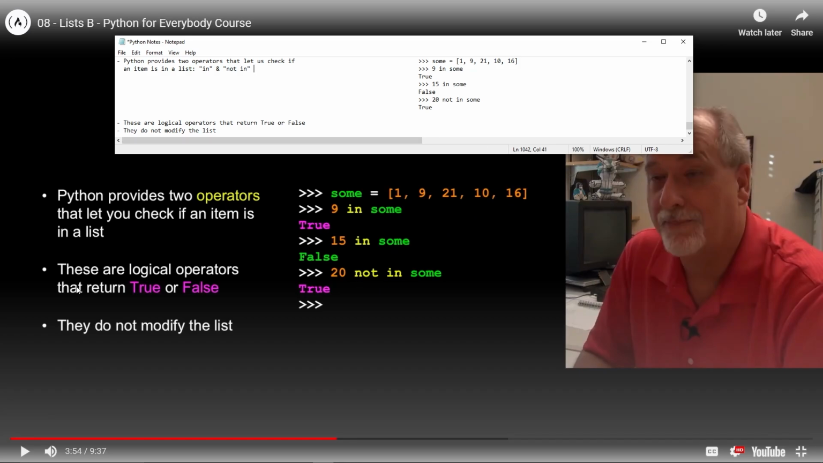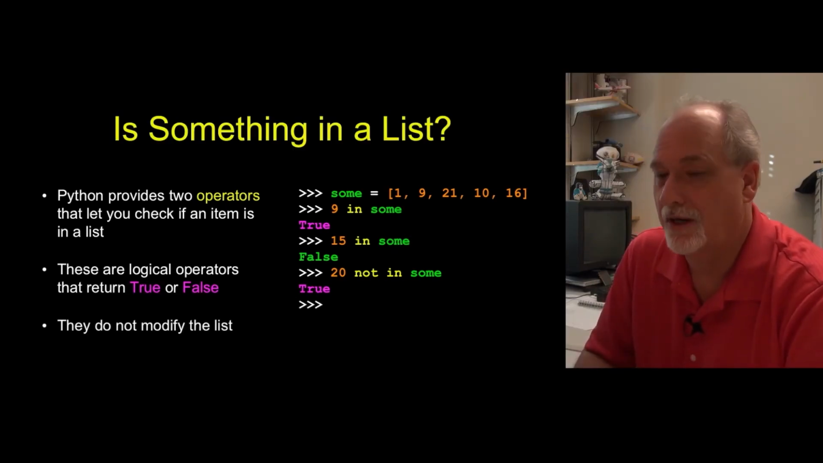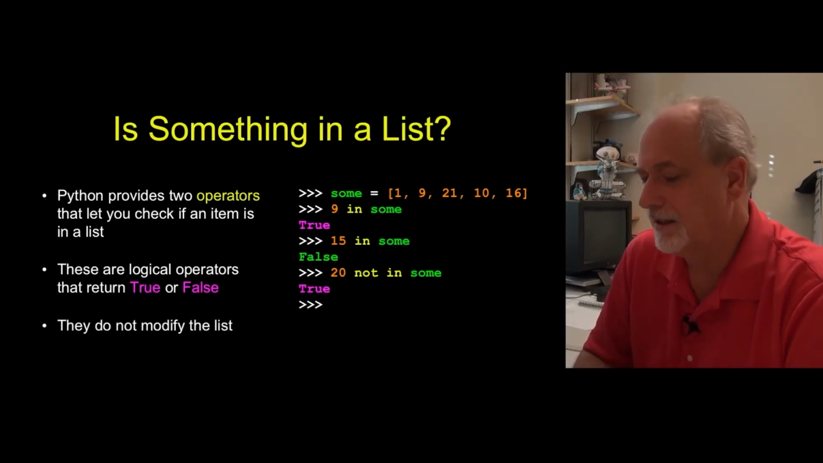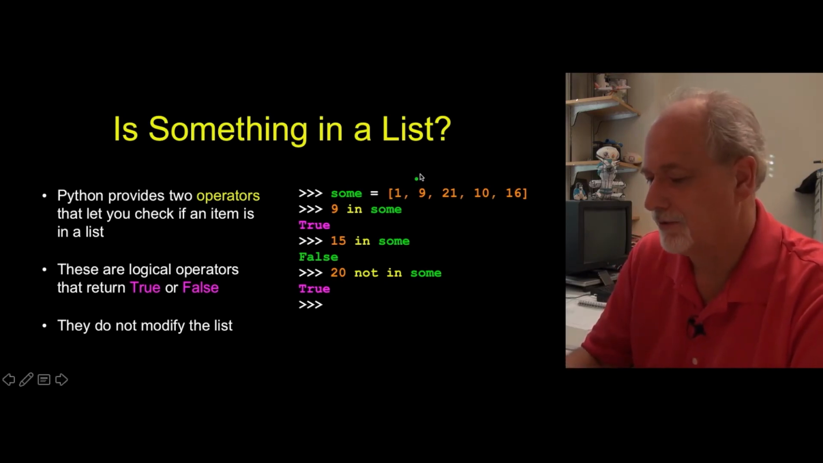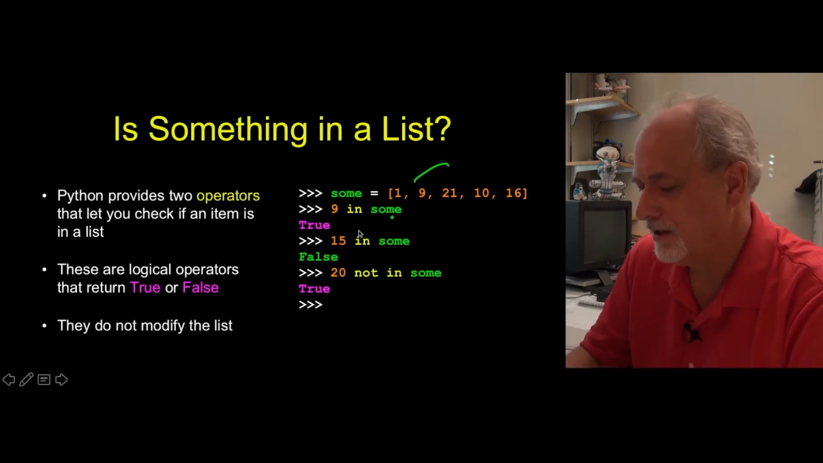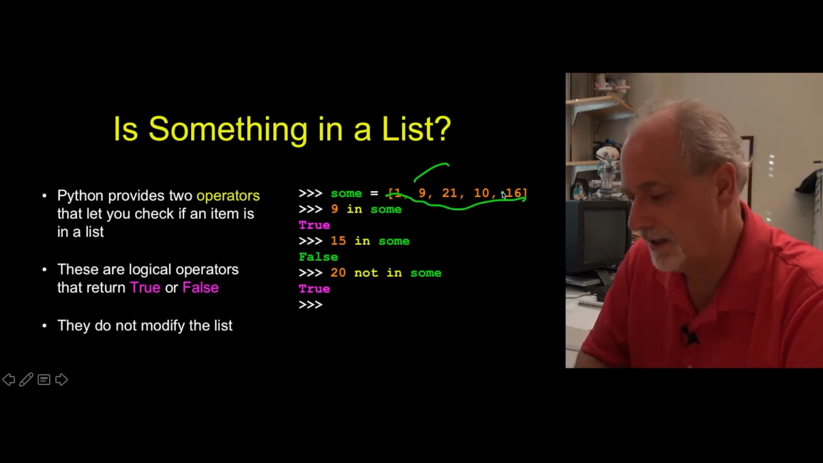Let's listen to him talk about it. Also, these are logical operators that return true or false, like we see right here, and they do not modify the list, as we can also see where this is not getting modified. Now let's watch. Operator in: is 9 in my list? That's pretty simple, and the answer of course is yes, 9 is in my list. Is 15 in my list? Looking through, no, it's not.